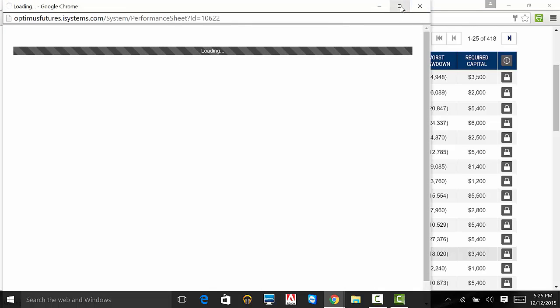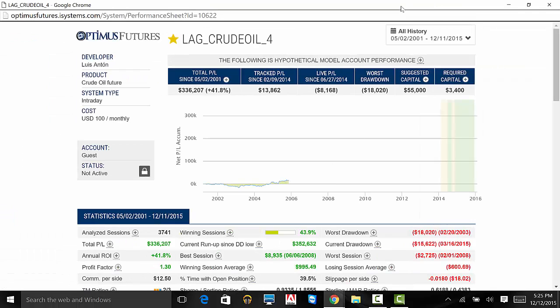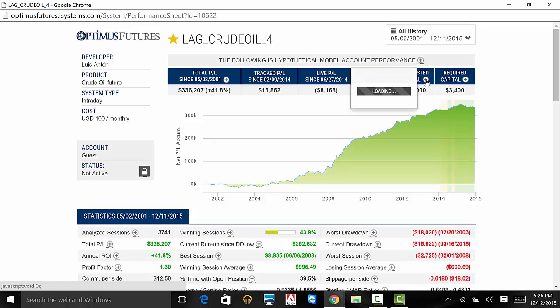Okay, I'm going to click on this. The navigation here is at the top. This is the suggested capital. In this case, it's $55,000. You will see that every system has different suggested capital requirements that vary from 10 to 15,000 and up. If you click on the plus sign right here, it will tell you the logic behind it, and I would like to read it.